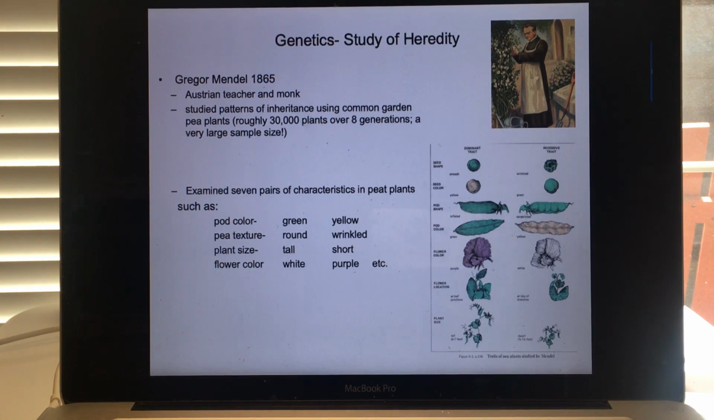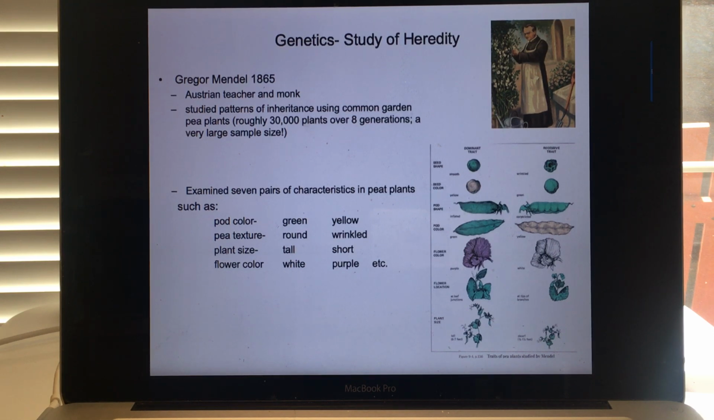So to begin with, I just want a little bit of history. The first known record of genetic studies was done in around 1865 by an Austrian teacher and monk named Gregor Mendel. And he was the gardener in the monastery, and he was growing peas for food, but then he started doing some scientific experiments with them and cross-pollinating them.